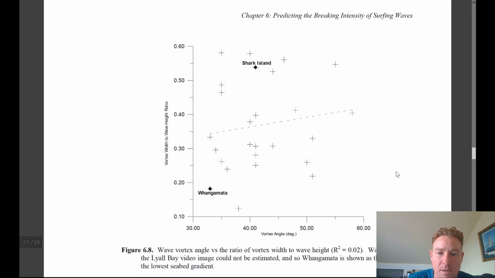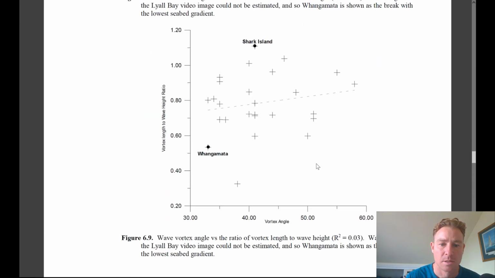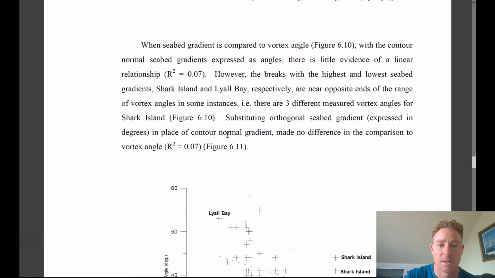They did the same thing with the vortex angle and the width to wave height the other way around. So again, there was no correlation, or very little correlation. They did the same vortex angle with vortex length to wave height. So instead of taking the vortex width, they take the length. And again, they found there wasn't that good of a correlation there.